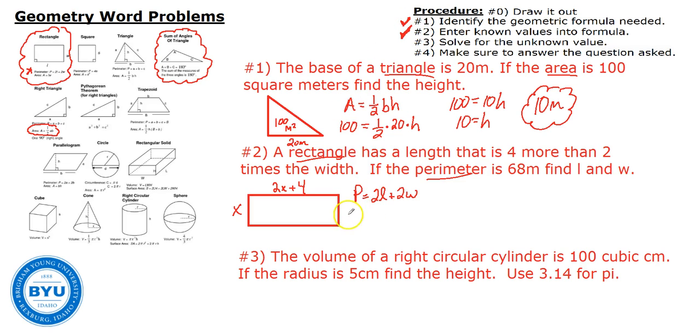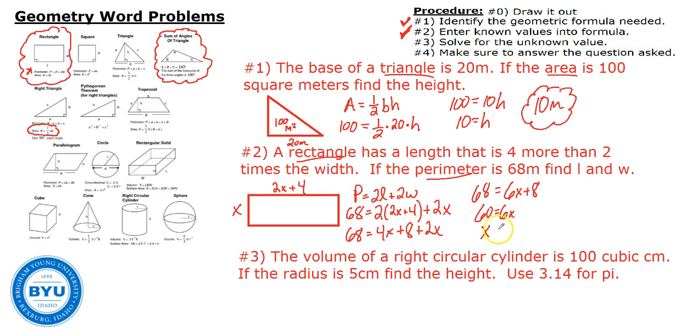I know that the perimeter is 68. The length is 2x plus 4. And the width is x. Let's distribute in the 2 to get 4x plus 8 plus 2x. So that comes out to be 68 equals 6x plus 8. Minus the 8 over, we get 60 equals 6x. So x equals 10.